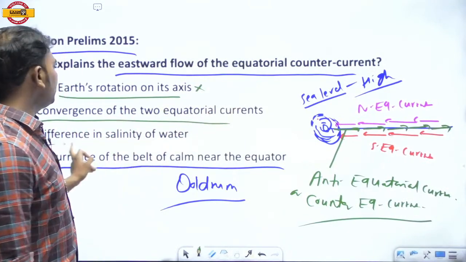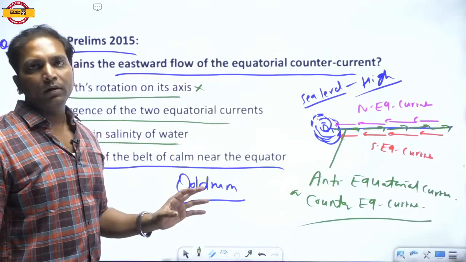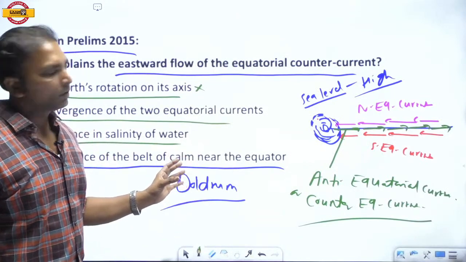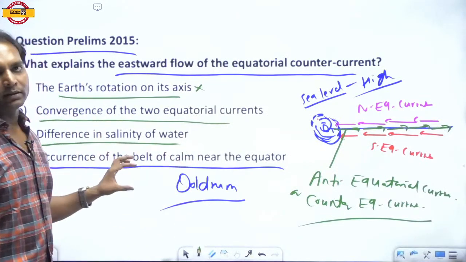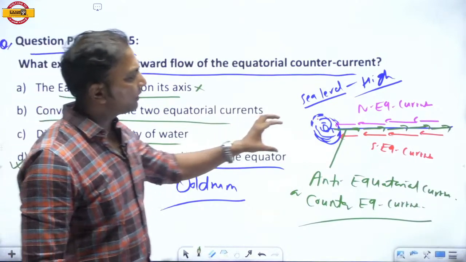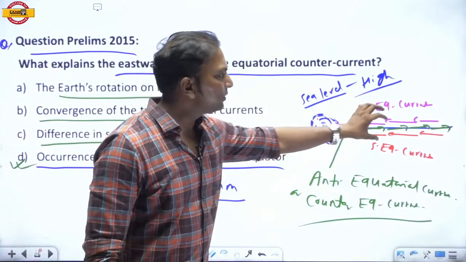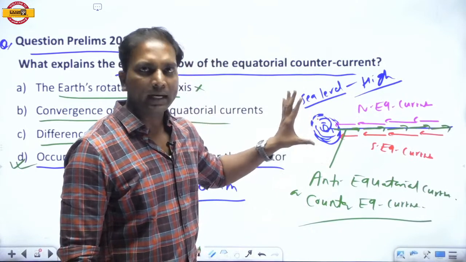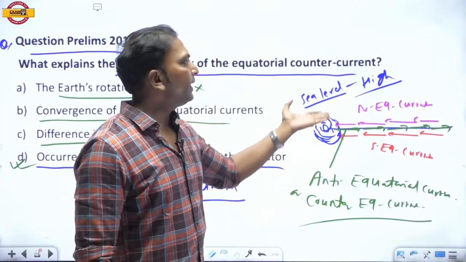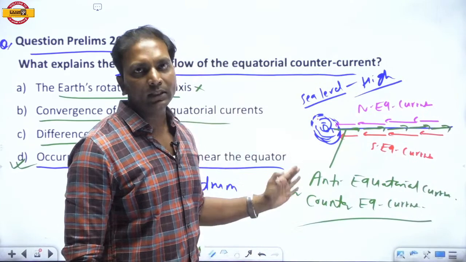Difference in salinity of water. So it is not only the impact. The impact is the convergence of these two oceanic currents here. That is the good point. But it will raise the sea level at this juncture.